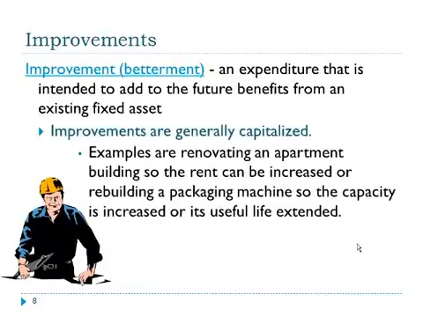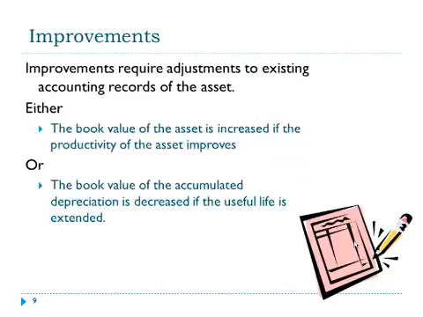Improvements are the next capital expenditure. This is an expenditure that's intended to add to the future benefits from an existing fixed asset. Examples would be renovating an apartment building so that the rent can be increased, or rebuilding a packaging machine so the capacity is increased or its useful life extended. Improvements require adjustments to existing accounting records of the asset. Either the book value of the asset is increased if the productivity of the asset improves, or it's possible to decrease the accumulated depreciation that's been recorded if the useful life is being extended.